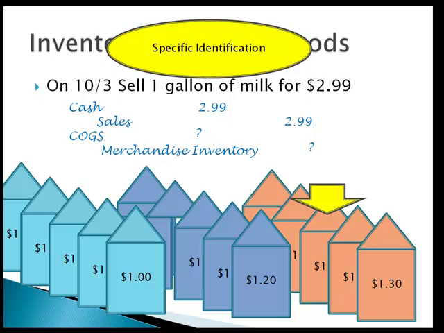Under specific identification, we would know exactly which gallon of milk sold. So, oh, it's this one. This milk is $1.30. So here we know that we sold this one specific gallon of milk. It cost us $1.30. That's specific identification, when we can identify which gallon of milk or which product got sold. Again, this is really hypothetical because this would not be the case for a gallon of milk.